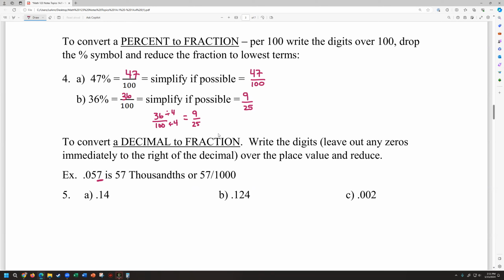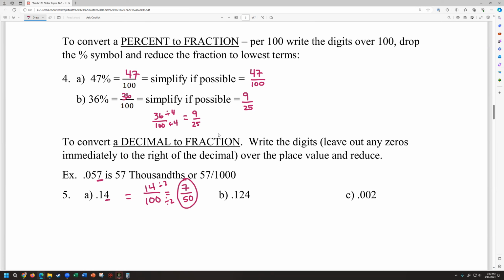So this one is the 100th place. So that's why when I write this, I write it as 14 over 100. So it depends on what place value that last digit's in. That tells us what our denominator is. And then we would try and reduce this. So these are both divisible by 2. That would be 7 over 50.